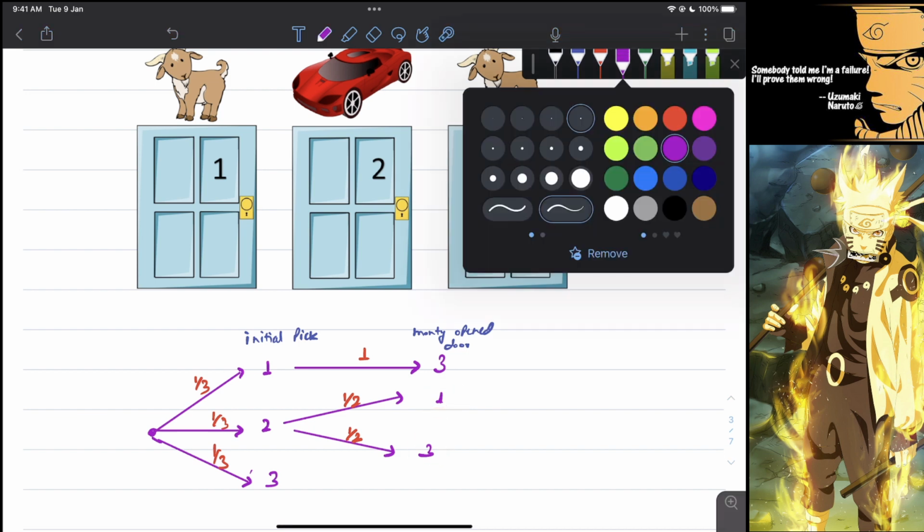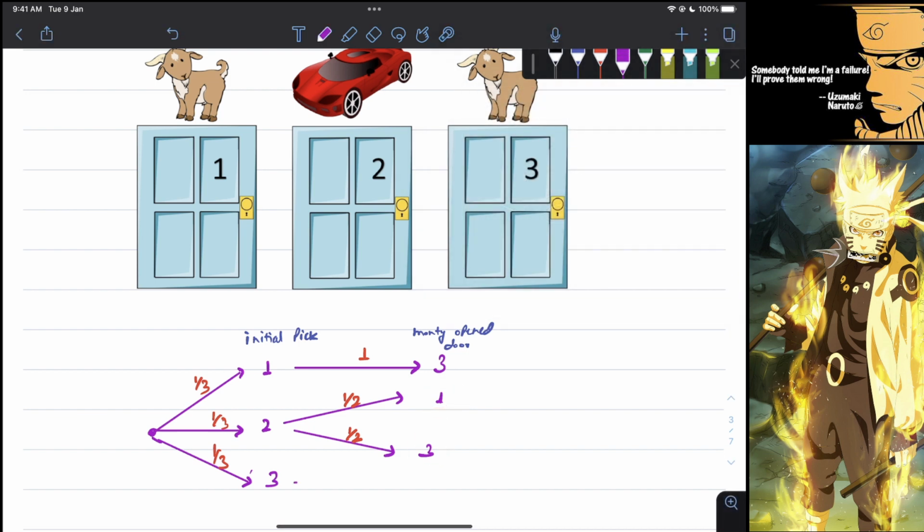And the last one is, if you chose door number 3, again Monty has two choices, either 2 or 1. He cannot open door number 2. He has to open this door number 1. So he will open door number 1 again with probability 1. Monty does not have any other choice, right?